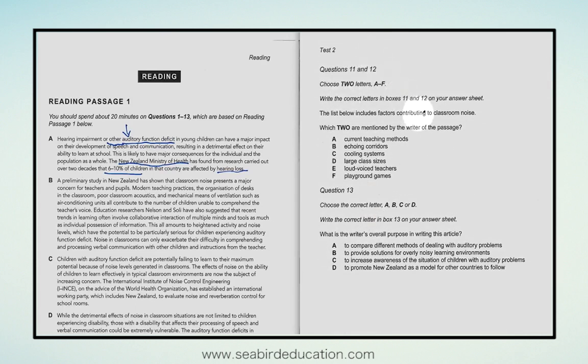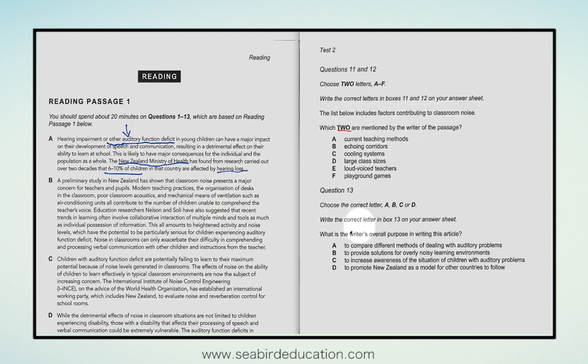Okay, write the correct letters. The list below includes factors contributing to classroom noise. Which 2 are mentioned? Okay, so we wouldn't look at all of those. That's not going to help us to scan or skim, sorry, this text. So let's ignore that question.